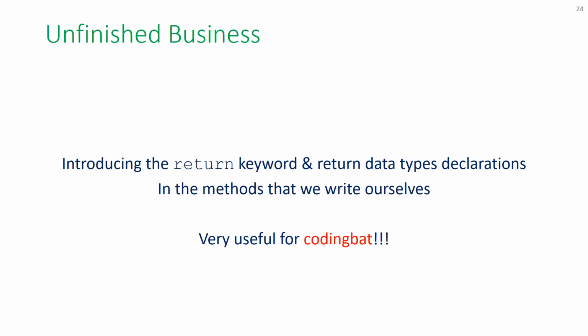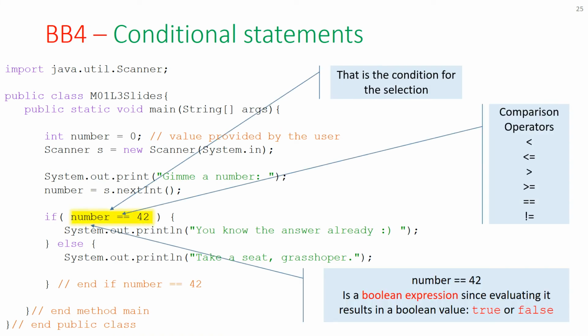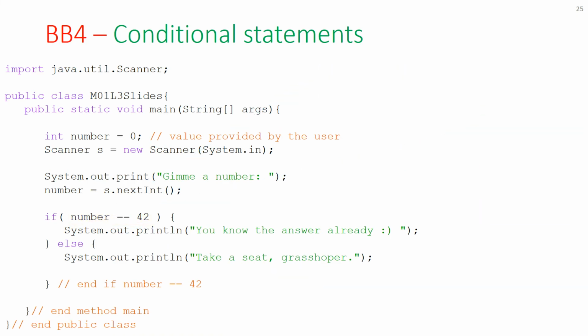So the 2 missing blocks that we still need to cover are conditional statement: if a condition is met, is true, then execute that block of code. Else, execute that block of code. That's building block number 4, conditional statement, okay? And the last one will be loops. So let's dig in.